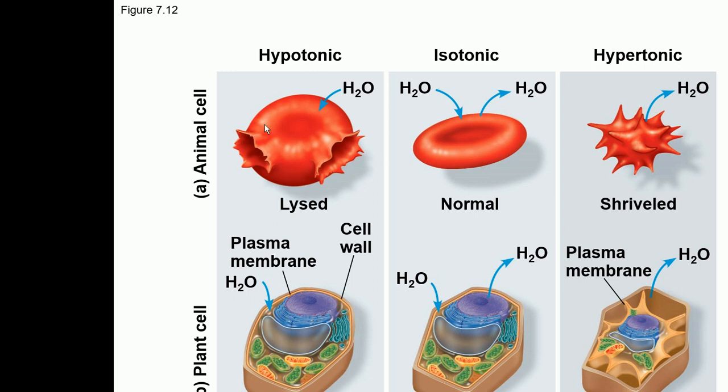So these are some examples. These are animal cells, these are plant cells, and how the cells lose or gain water when they are placed in hypertonic, hypotonic, or isotonic solution. So the animal cells, when they're placed in hypertonic solution, which means outside, the comparison is with the solution in the cytoplasm of the cell.